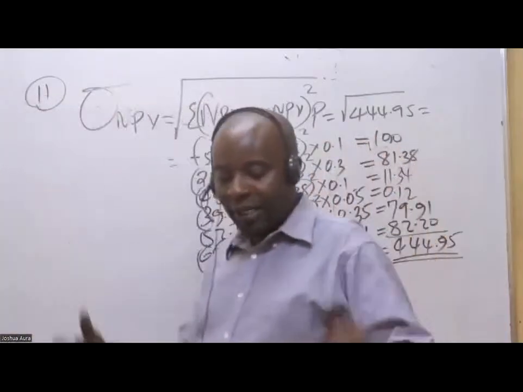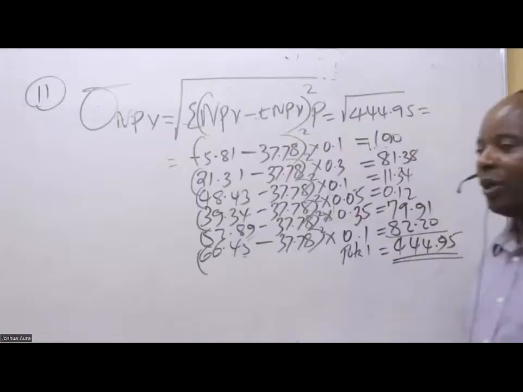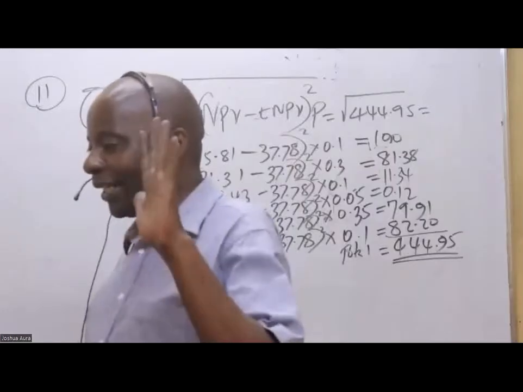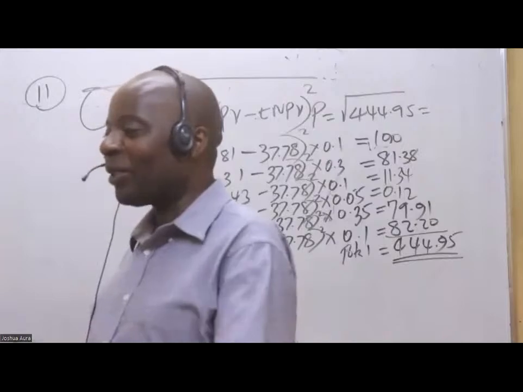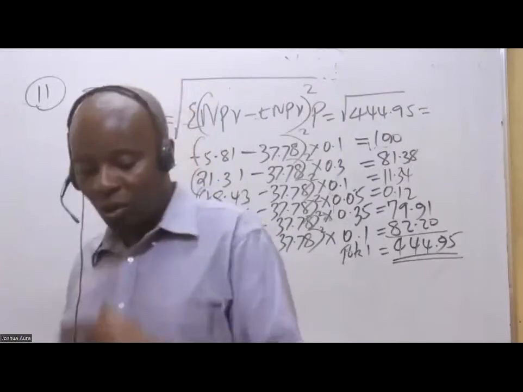So out of the 8 marks, how many marks would you have gotten honestly? Out of the 4? Just 2. We shall overcome. So what I would want you to do, please ensure that you repeat this question almost immediately.